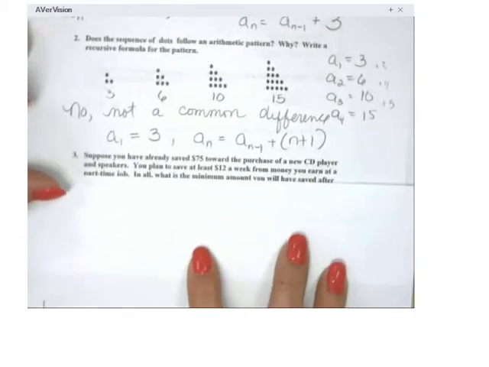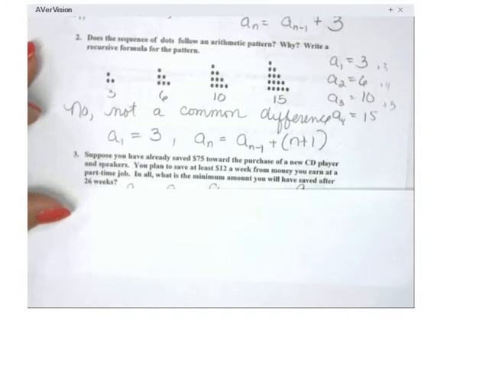Now, sometimes we'll have some application questions, and we have to be careful about the wording of the question and read it. And once you think you got it, read it again. Suppose you've already saved $75 toward the purchase of a new CD player and speakers. You plan to save at least $12 from money you earn from a part-time job. In all, what is the minimum amount you could have saved after 26 weeks?